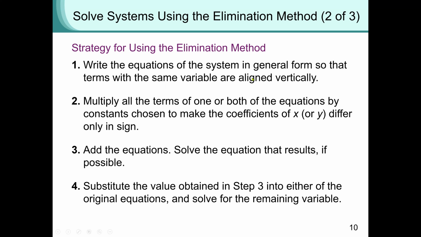We write the equations in general form so that the terms with the same variables are aligned vertically. Again, we shall see an example of what we mean by this. Next, we multiply all the terms of one or both of the equations by constants chosen to make the coefficients of x or y differ only in sign. What we mean is that we multiply the first or the second equation by a constant so that, for example, if the first equation has 2x, then the second equation should have minus 2x, so that when we combine them, they cancel each other.